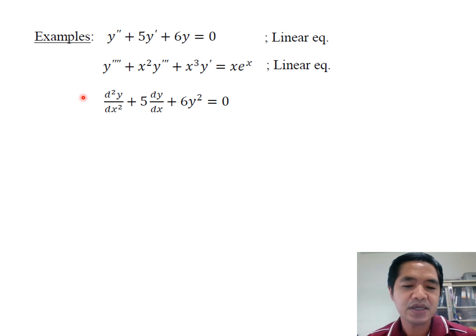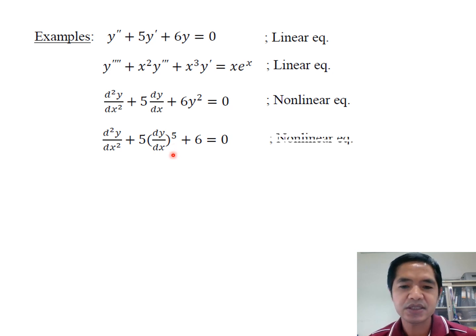So the next example we have here is d squared y over dx squared plus 5 dy over dx plus 6y prime equal to 0, and this term is degree of 1, but this one is the multiplication of derivatives, so this is a nonlinear equation. So the next is d squared y over dx squared plus 5 dy over dx to the fifth plus 6 equal to 0, and this term is not degree of 1, it is degree of 5. So this equation is a nonlinear equation.